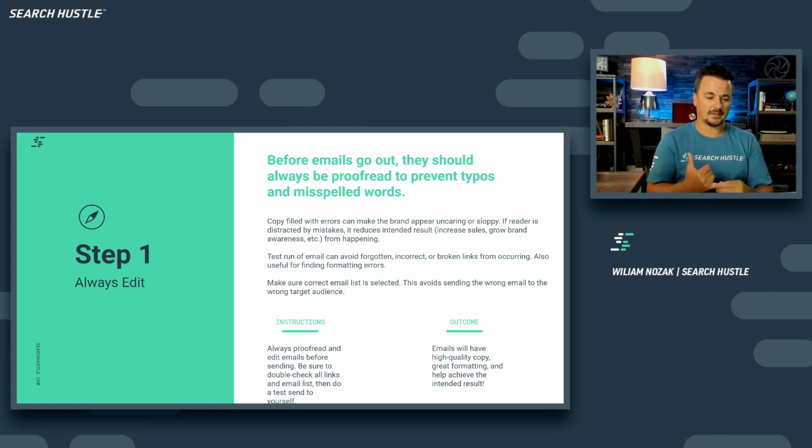So always edit. Be sure to double check all links. We don't want to send them to dead links, especially CTAs that aren't working or links to the resource. Always have someone double check every single link that's supposed to be in that email. And then what's gonna happen is people are gonna trust us. They're gonna trust that they're gonna get high quality emails.